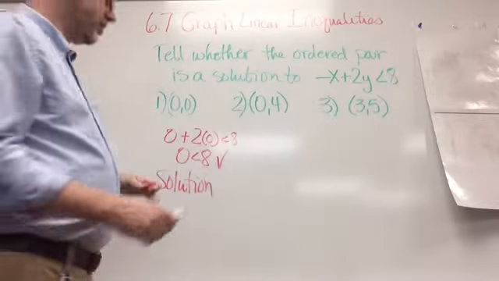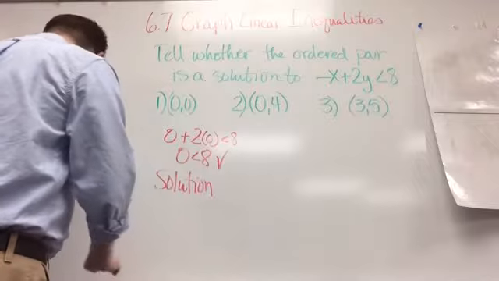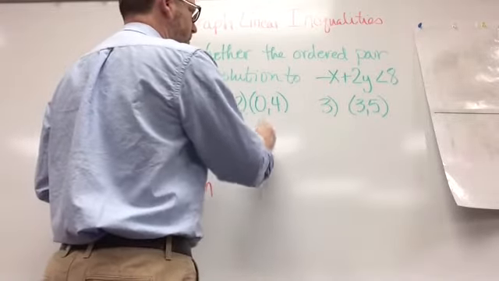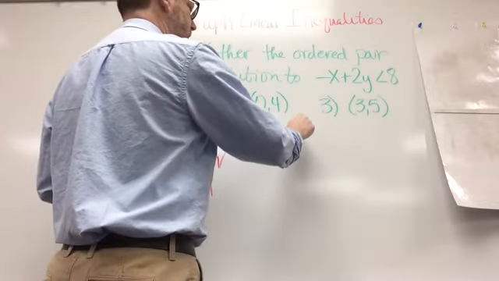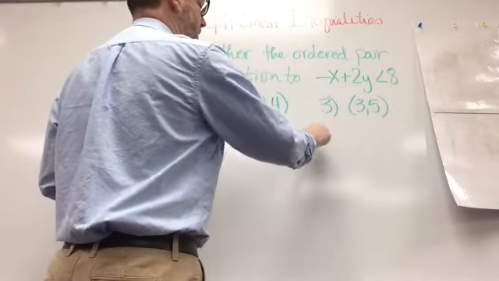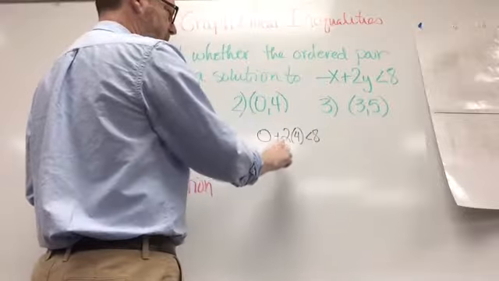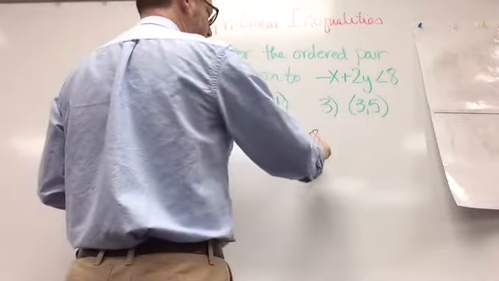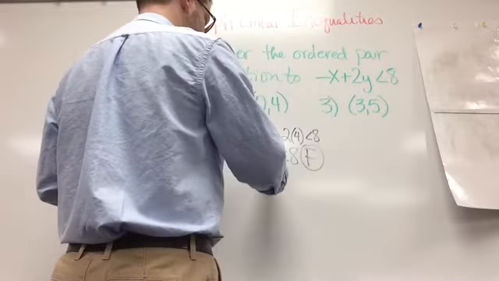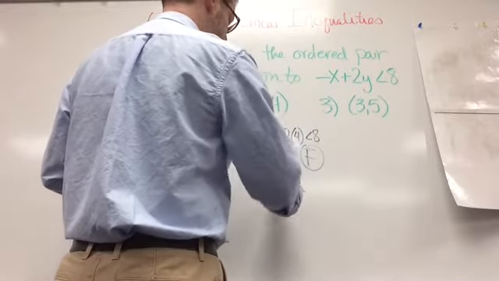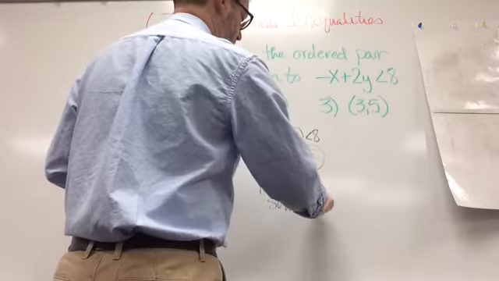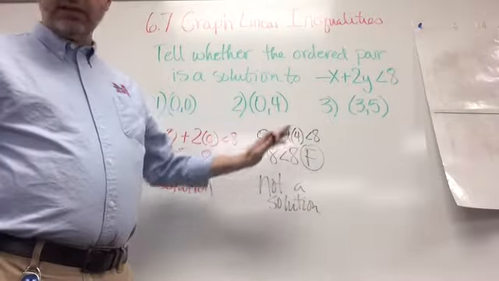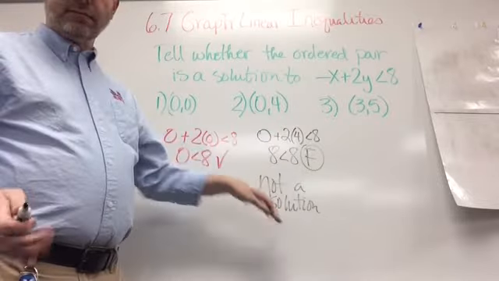Well, let's plug in (0, 4). I'll use a different color because of spacing issues. So I have 0 plus 2 times 4 is less than 8. Well, 0 plus 2 times 4 is 8. Is 8 less than 8? No, that's false. So this is not a solution. Now I bet you're wondering to yourself, well, if I had a less than or equal sign there, it'd be a solution. You're exactly right, but we don't, so it's not.